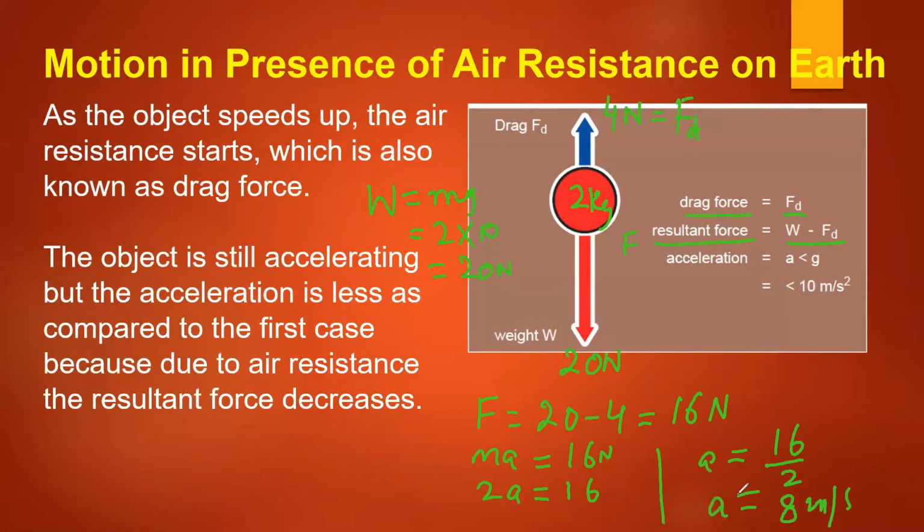So in this case, this object is accelerating down. That is not g, okay? My value of a is less than g, because 8 is less than 10. So the object is accelerating down now with an acceleration of 8 meters per second squared. As the object speeds up, the air resistance starts, which is also known as drag force. The object is still accelerating, but acceleration is less as compared to the first case, because due to air resistance the resultant force decreases.